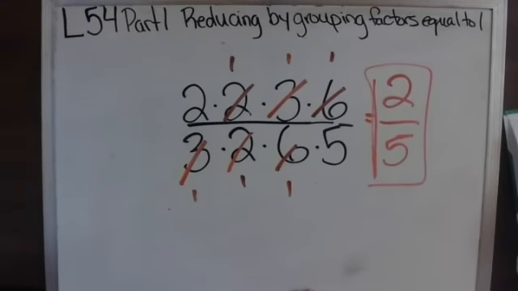That is lesson 54, part 1, reducing by grouping factors equal to 1. Please come watch part 2 after doing the lesson practice questions for this one.